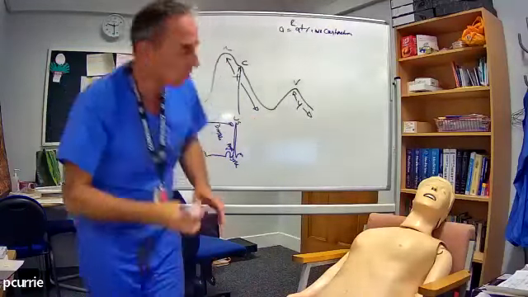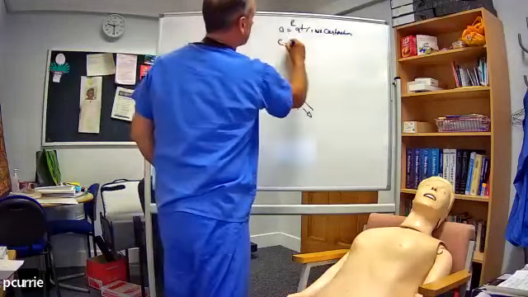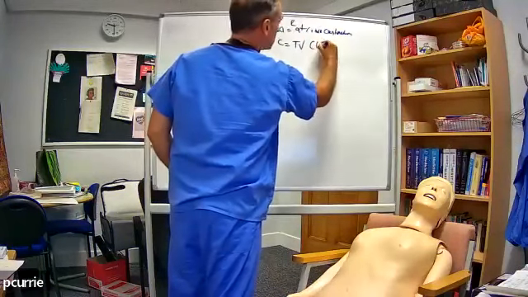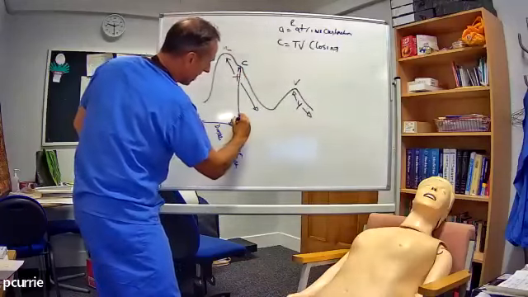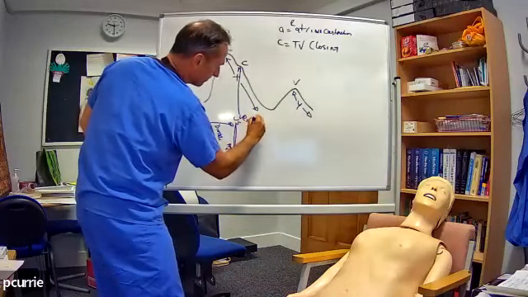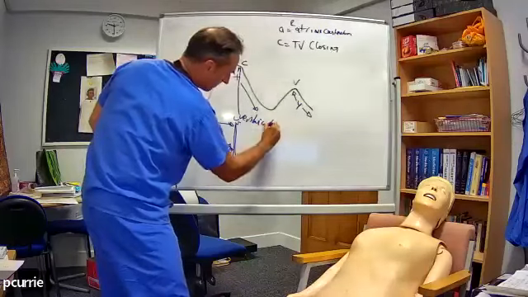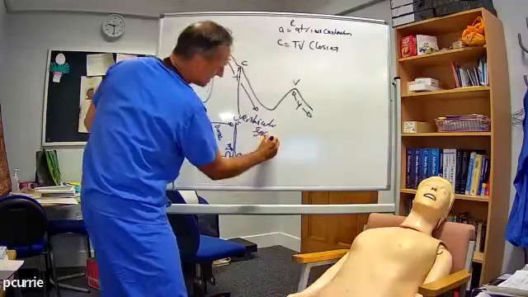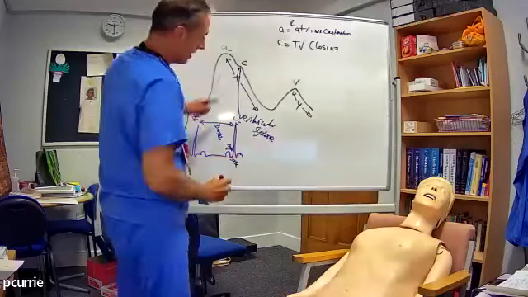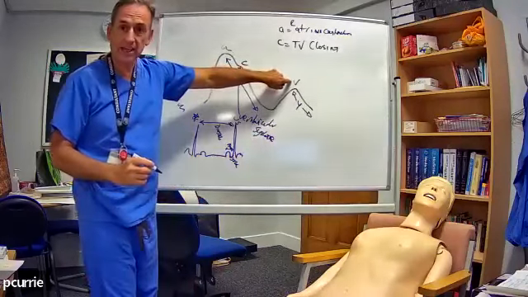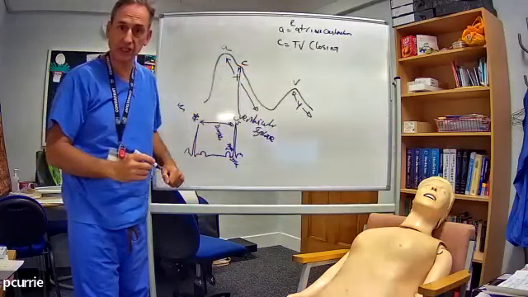So we know that if the C wave is the tricuspid valve closing, then that must be the onset of ventricular systole. So if that's the onset of ventricular systole, the V wave cannot be anything to do with the ventricle contracting.